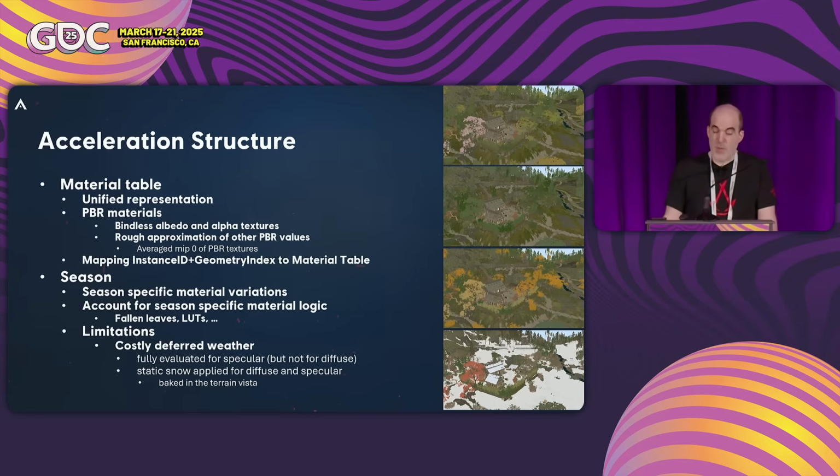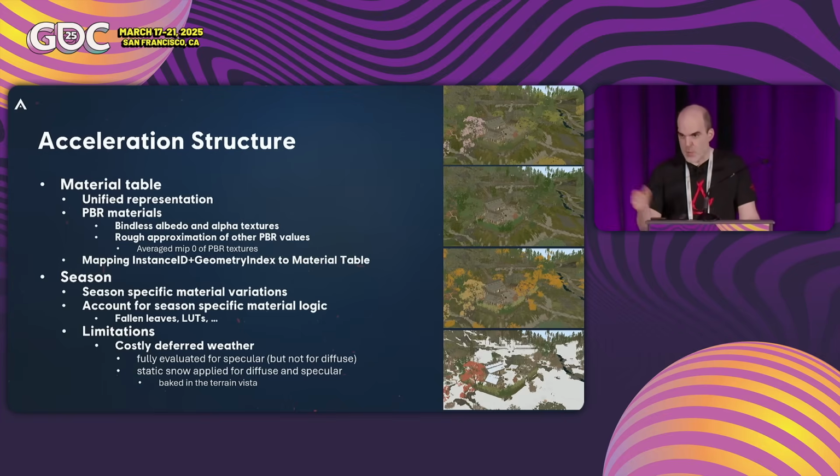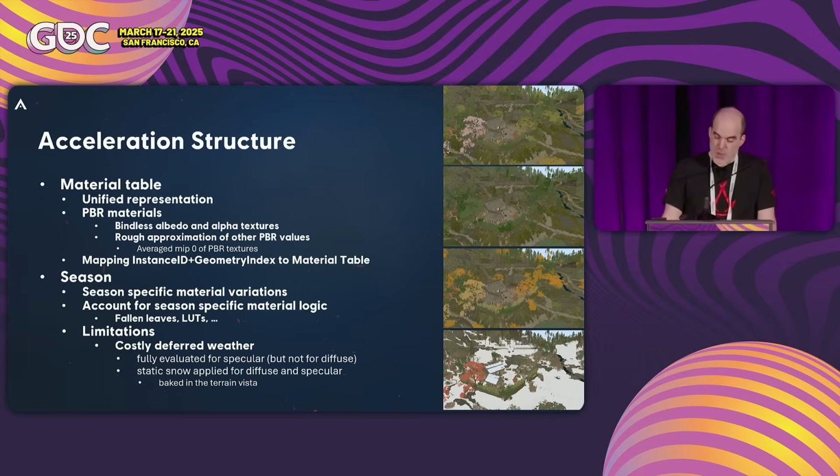Deferred weather is fully evaluated for specular ray tracing, but not for diffuse, because it'd be too costly to evaluate it multiple times. And it's probably something we are going to solve in the future. Static snow is baked in the terrain vista though, so it's still accessible for diffuse.